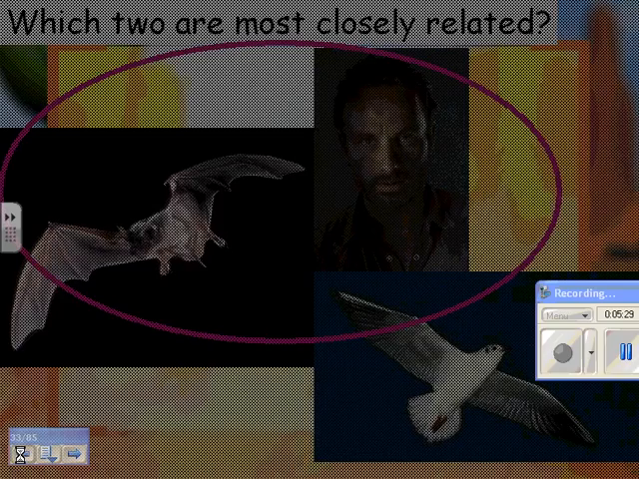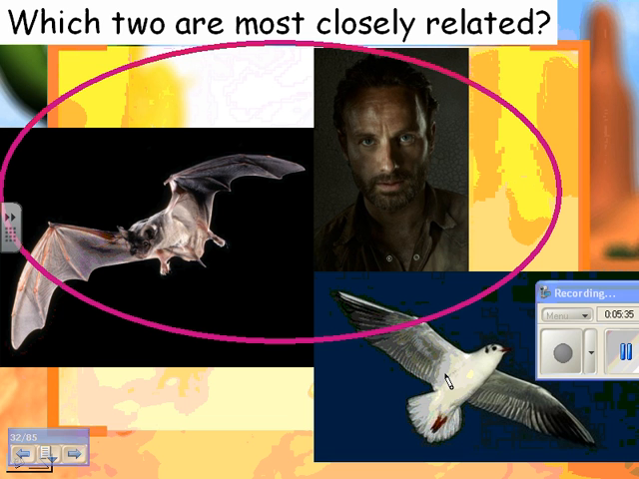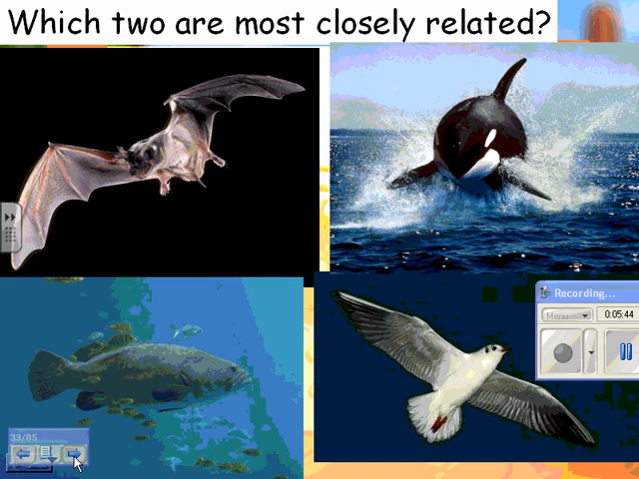Let me go backwards a second. Here's a bird, and it is an endotherm. It's warm-blooded, but it has feathers, not hair, and it doesn't feed its young milk like these two do. So the bat and the person are both mammals. Okay, which two are most closely related?